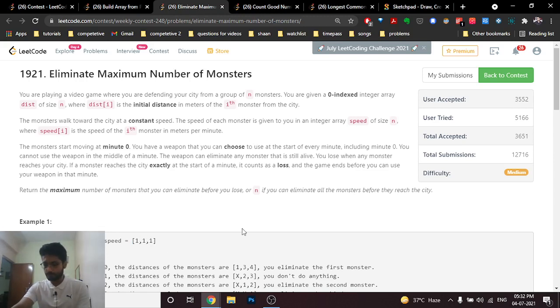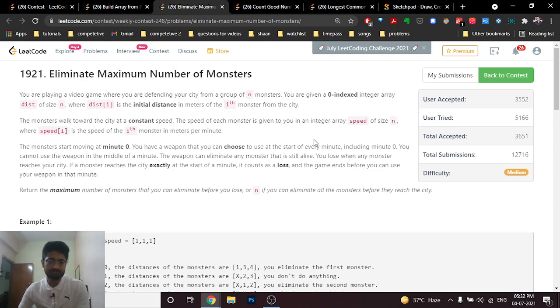Now what you can do here is, you have some type of a sword or arrow, whatever you can say, and at each second you can kill any monster you want. Okay, at each second you can kill any monster you want, and you have to somehow kill the monsters so that no monster can enter your village.